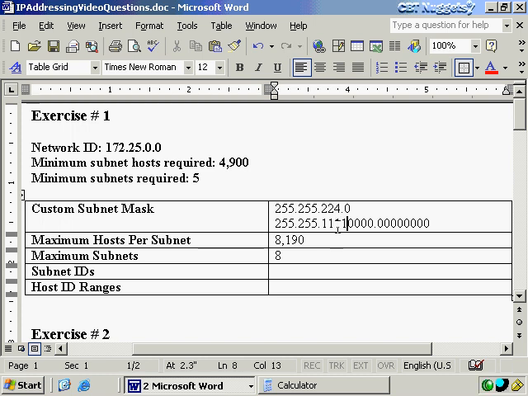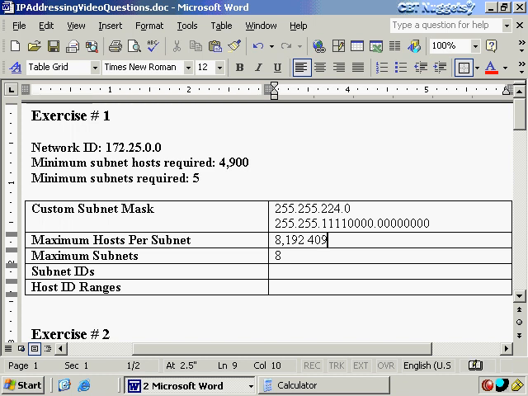Well, remember that we're originally at 8,192 before we subtract our 2. Every time you steal an additional host bit, just cut the number in half. So if I were to use 4 bits there, then my number would actually be 4,096. And then I would have to subtract 2, and it'd be 4,094 in reality.